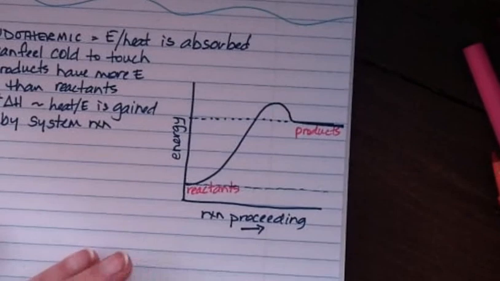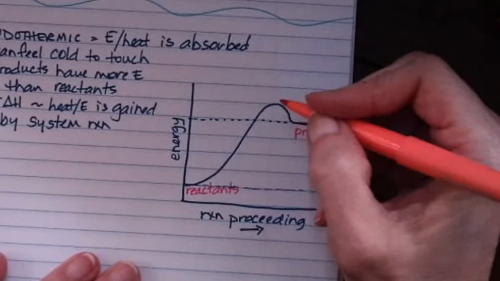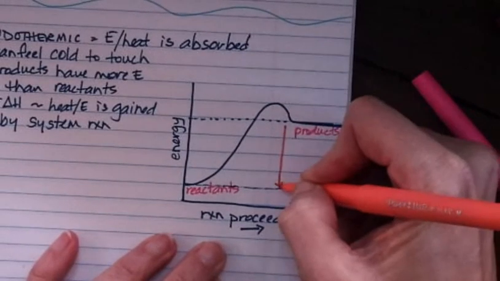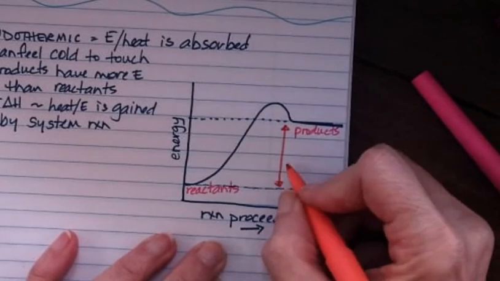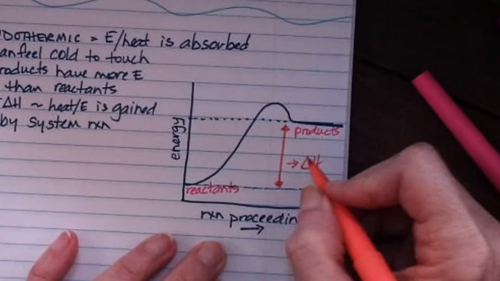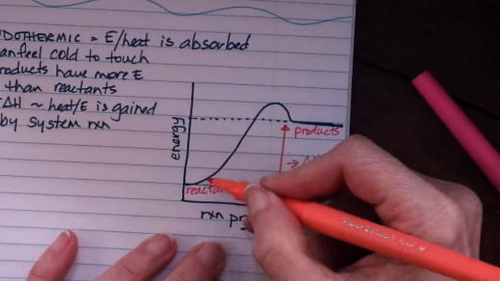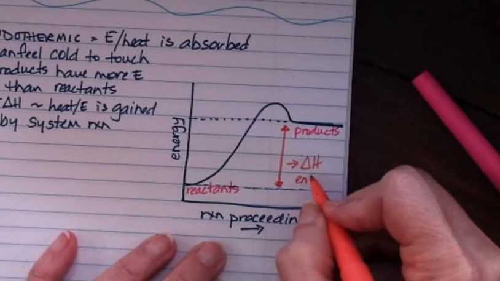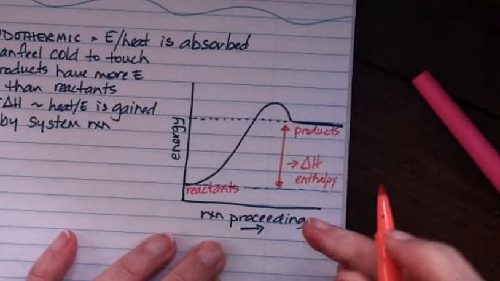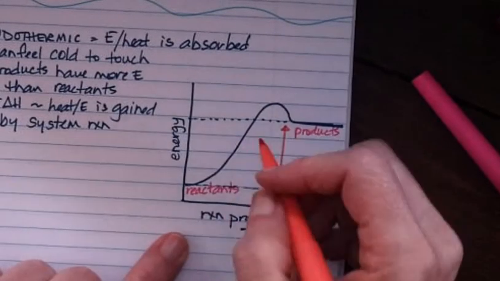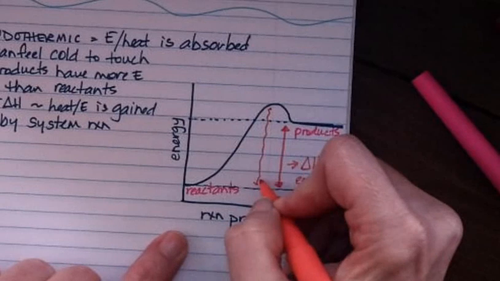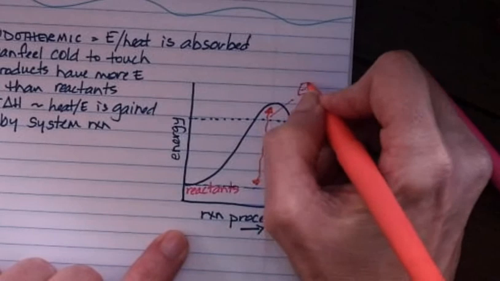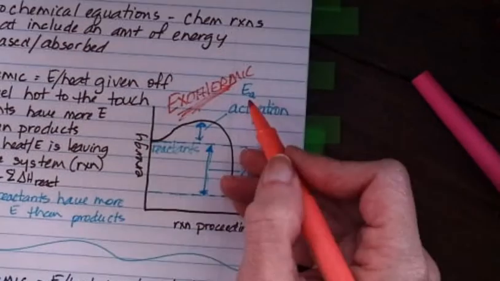So remember, our energy is measured in joules. If I go from the product line to the reactant line, there's my delta H. And delta H in this case, since my system gained energy, my delta H is actually going to be positive. Again, delta H is enthalpy, heat associated with a chemical reaction. And then here, this line right here is my activation energy. I'm not going to write it out again because all you have to do is look up here and see that EA is activation energy.